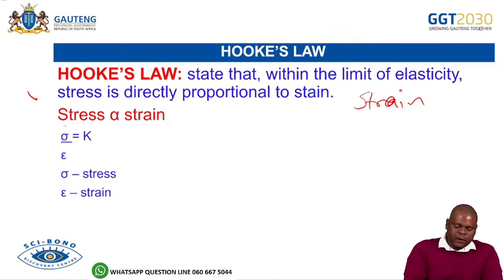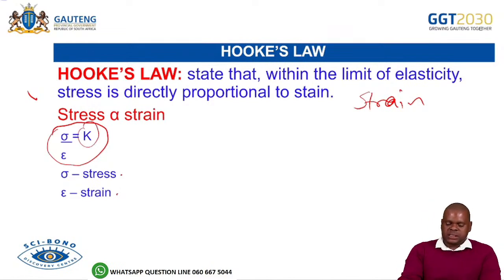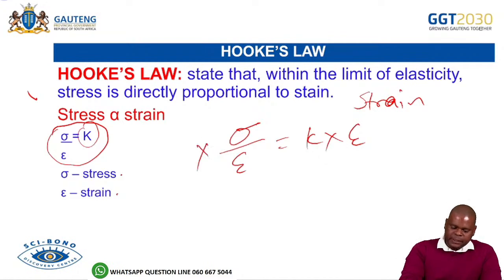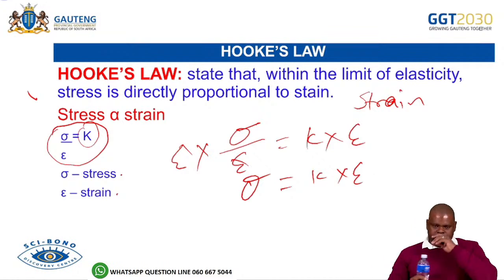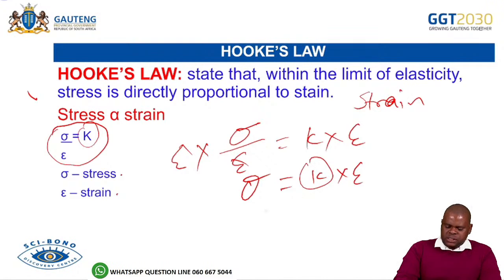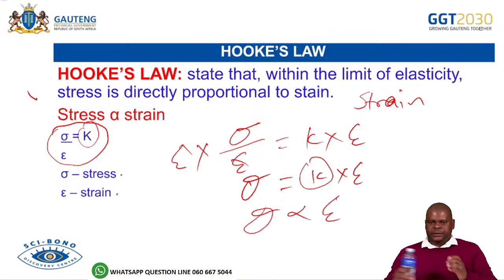By looking at this formula here, we have a stress and a strain, and what you see here is the modulus. From this formula, we can say stress divided by strain is equal to modulus. Then we multiply both sides by the strain. Then stress will be equal to modulus multiplied by strain. Because the modulus is the constant, stress will be directly proportional to the strain.